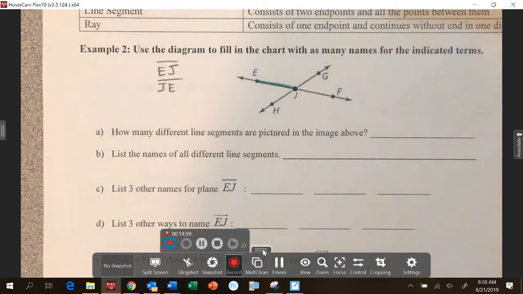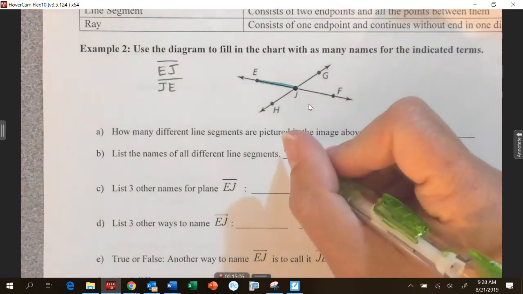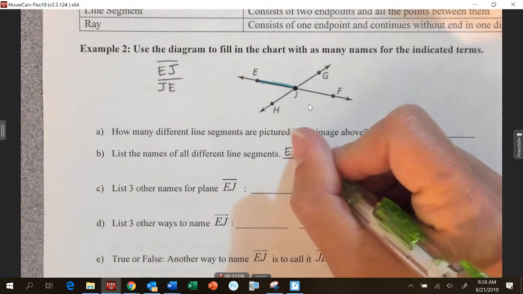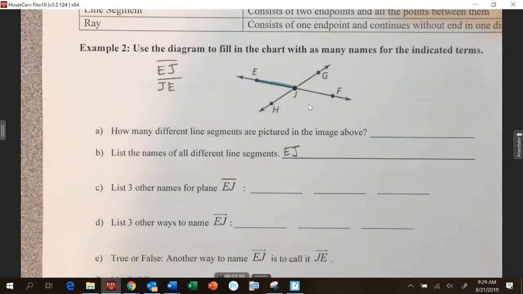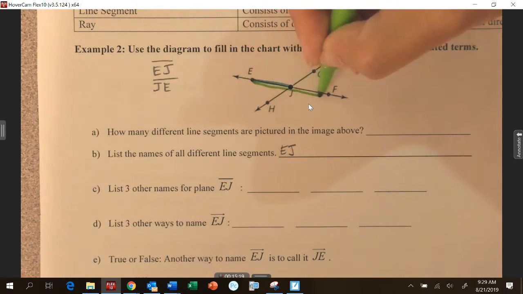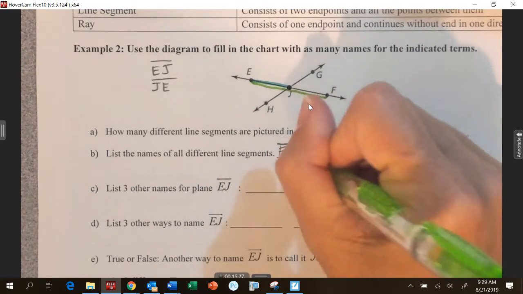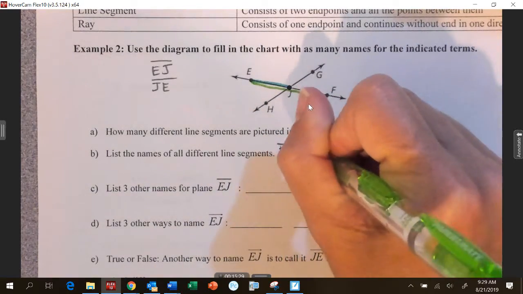I just highlighted EJ, which is the same as JE, so I don't need to write both of those when listing all the different ones. EJ is one of them. And then some of us only got 4, but if I'm looking at EJ, I could also look at EF. So that is a different segment than EJ. So that's what you were missing. So EF could be one.